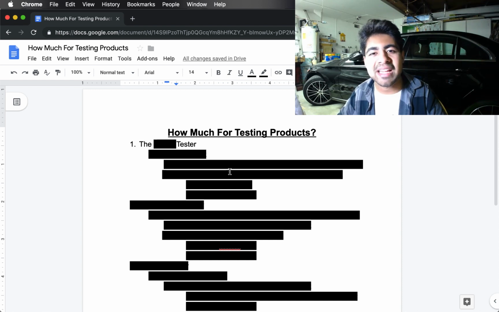But the real second thing is that all of these different ways of testing a specific product depend on one thing only. It's not IQ or a special power that you were born with, it's budget. But without wasting any more time, let's jump right into it. So how much for testing products?